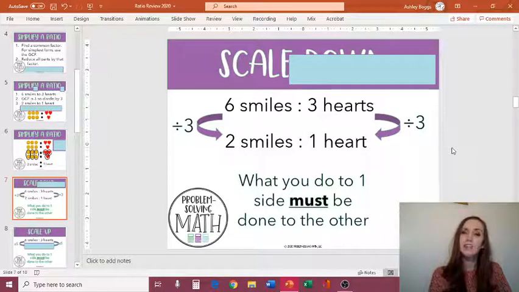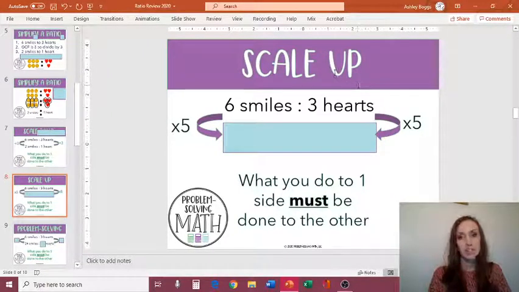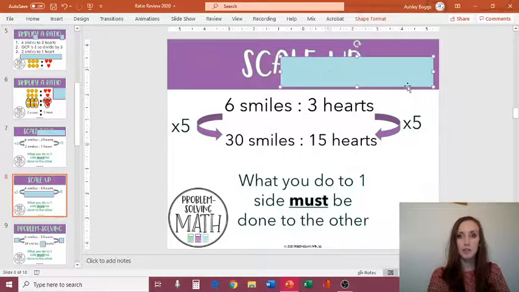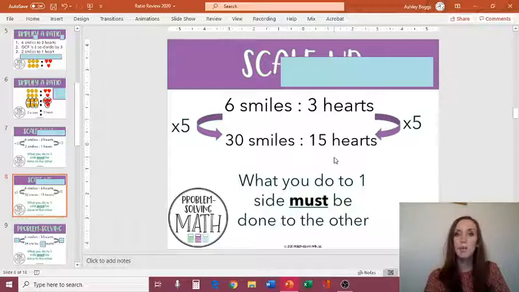If we scale down, I wonder if we can scale up. We can. And a way to remember this is scale up, the U is the first vowel in multiply. So scale down, divide; scale up, multiply. In this case, we're going to scale up by a factor of 5, which just means we're multiplying both sides of the ratio by 5. 6 smiles times 5 gives us 30 smiles, and 3 hearts times 5 gives us 15 hearts. Take a minute and find out what the total number of items would be if we wanted to do a part-to-whole ratio. 45 items.